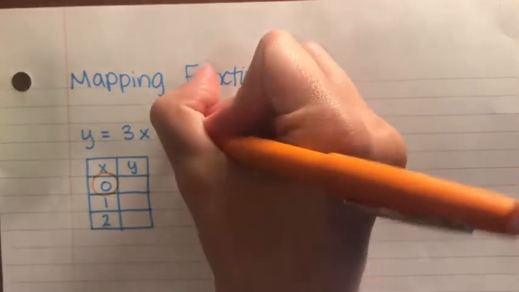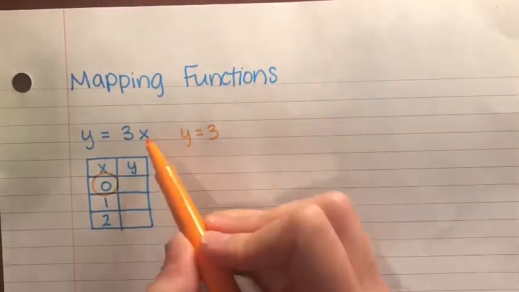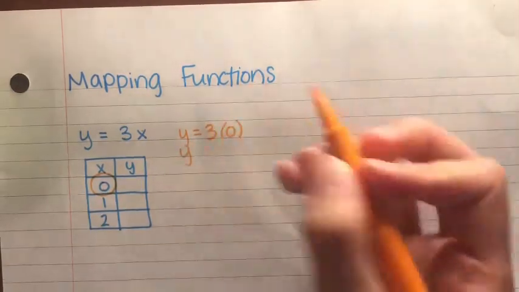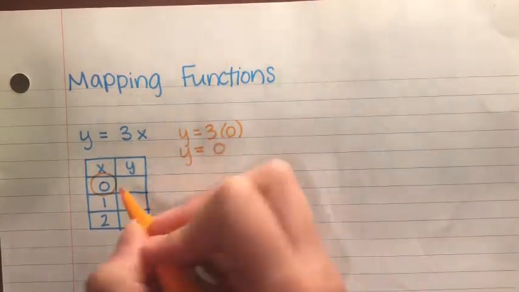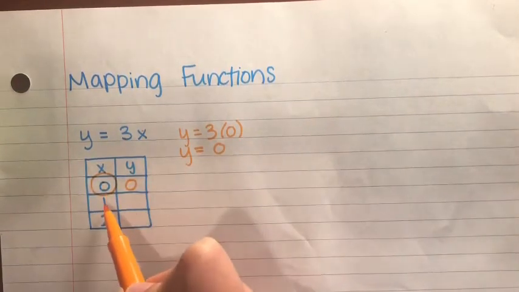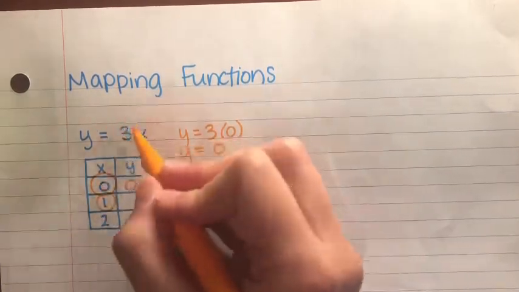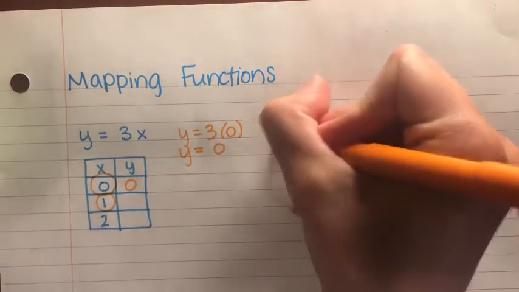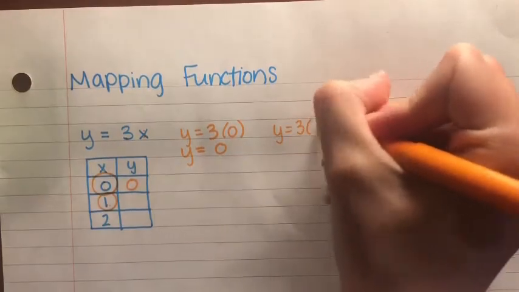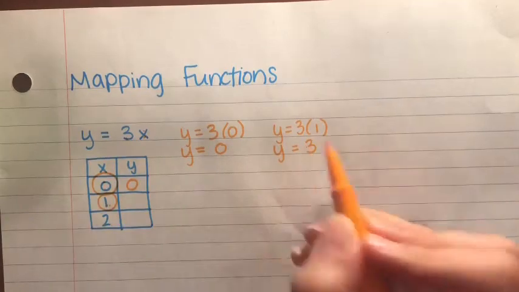So let's try this. We have y equals 3 times x, which is 0. All right, what's 3 times 0? 0. So when x equals 0, y equals 0. Let's try for when x equals 1. We're going to take 1 and plug it into our equation. So y equals 3 times x, or 1. What's 3 times 1? 3. So when x equals 1, y equals 3.